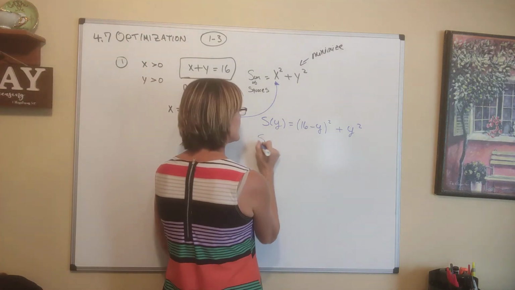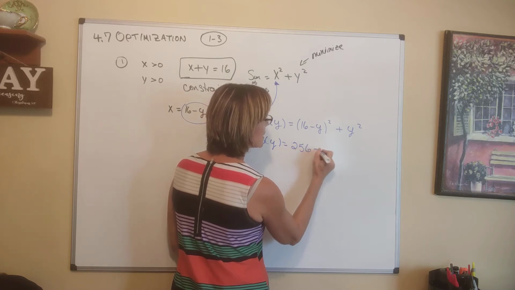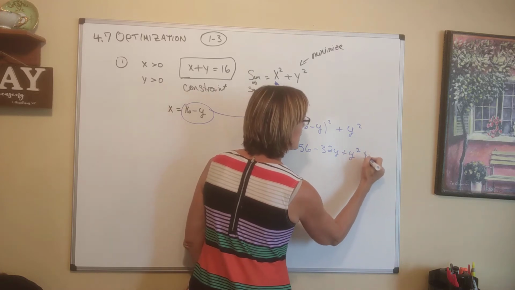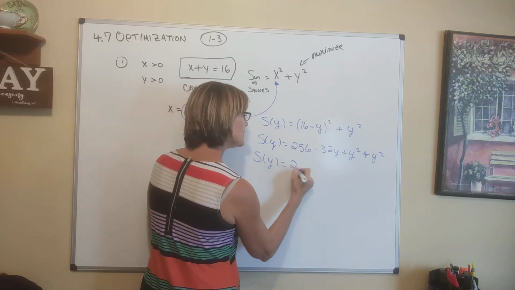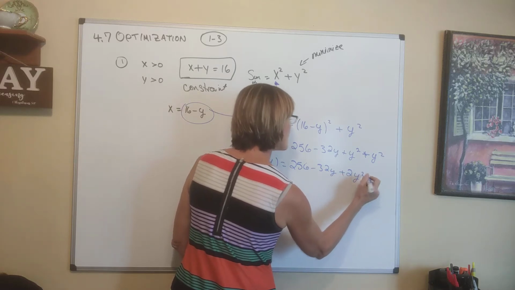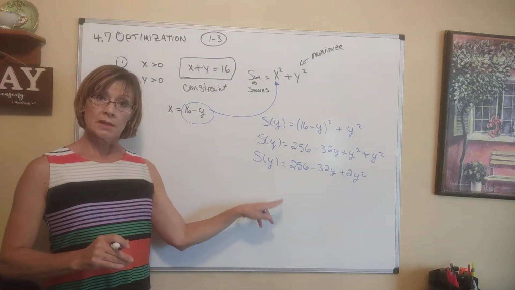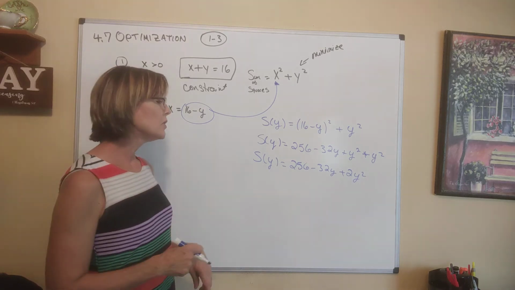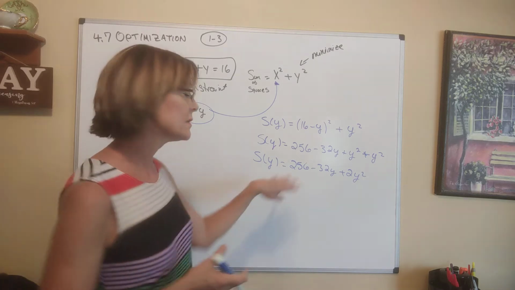Let's square this. S of y is equal to 16 times 16, which is 256, minus 32y plus y squared plus y squared, okay? S of y is 256 minus 32y plus 2y squared. This is the sum of the squares equation in one variable, and I want to minimize this. Okay, we learned how to find maxes and mins. You take the derivative, and then you find critical values, and then you do a test and say, where is it max, where is it min? So let's go through that.